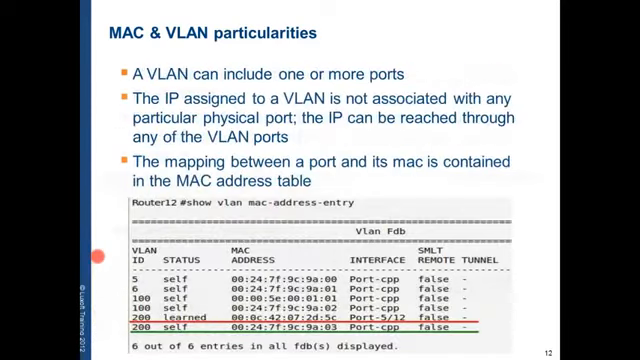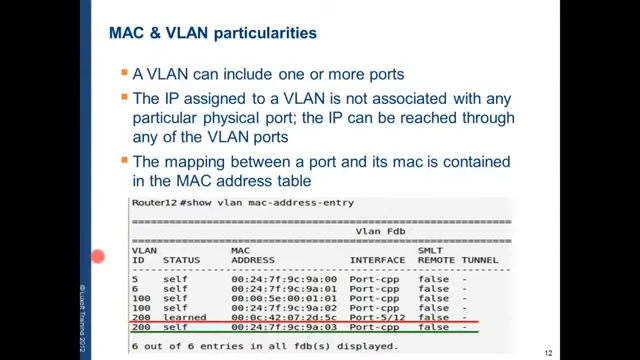A VLAN can include one or more ports. You associate a VLAN with an IP, and if you don't have an IP on a VLAN, then it will act as a switch. If you put an IP on the VLAN, then it will act as a router. The IP you assign to the VLAN is reachable through all the ports in the VLAN, and it will identify the VLAN itself, not some specific port.